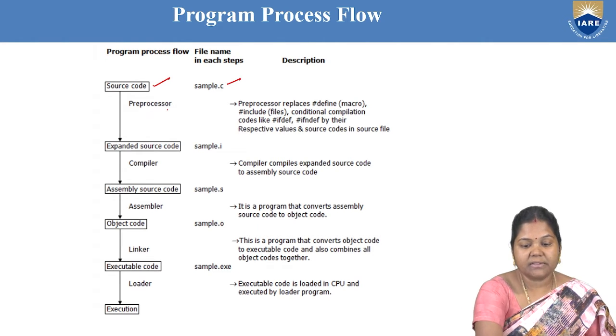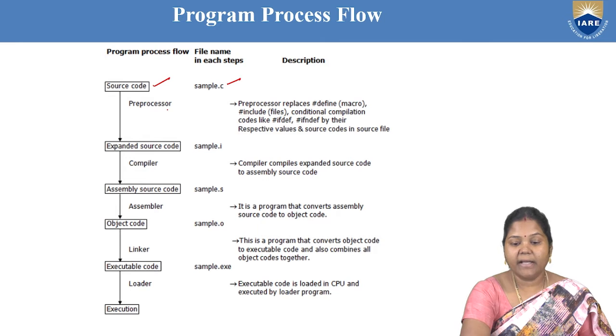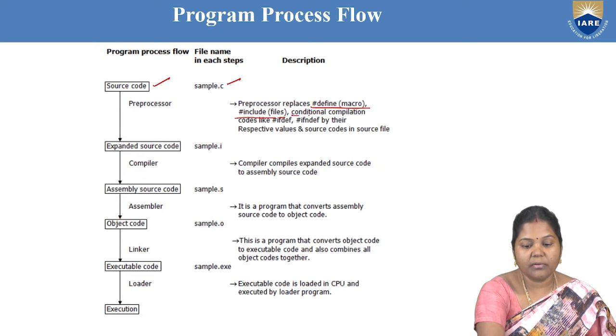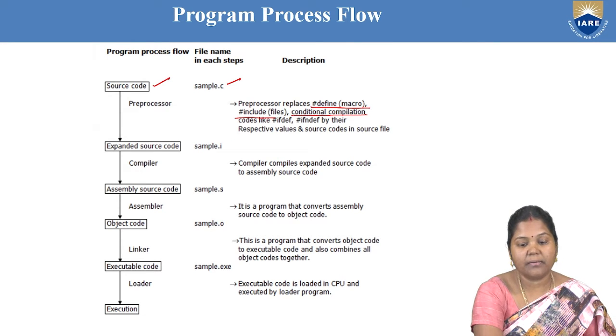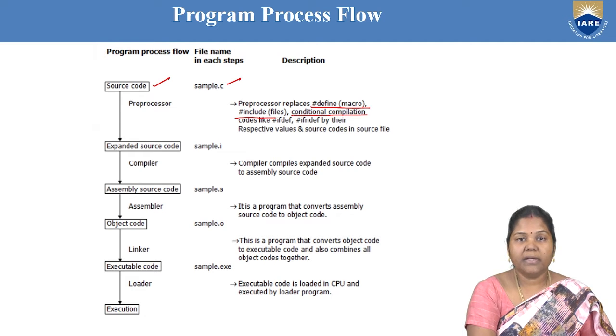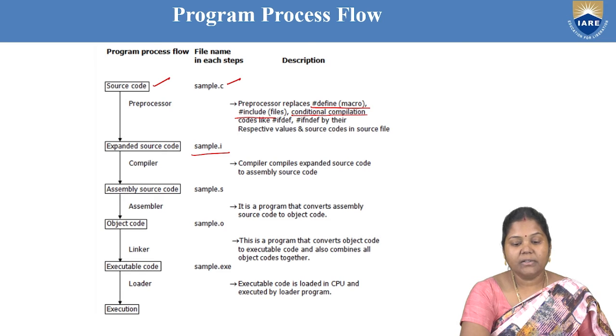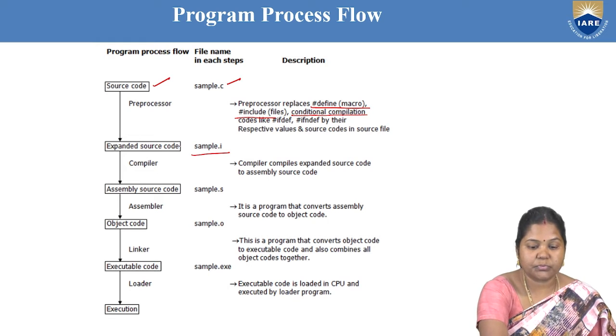The preprocessor will replace any macros available, any conditional compilations, or any header files. So it will replace the #define macros, or any files you have included, or any conditional compilation, and so on. It will produce an intermediate format called sample.i. After the preprocessor replaces those macros, files and conditional compilation, we call the source code the expanded source code.